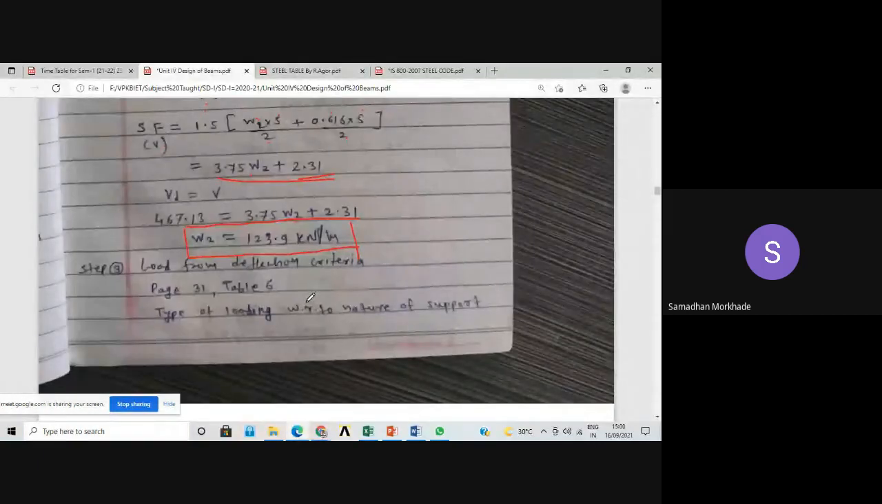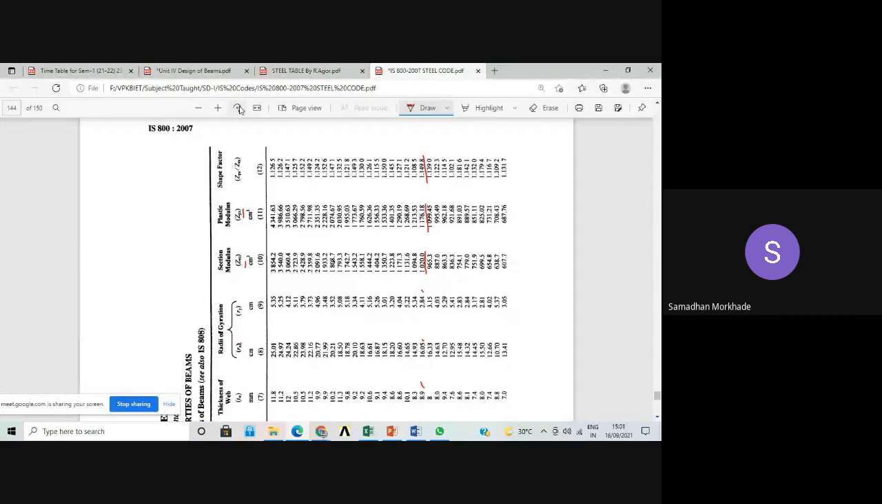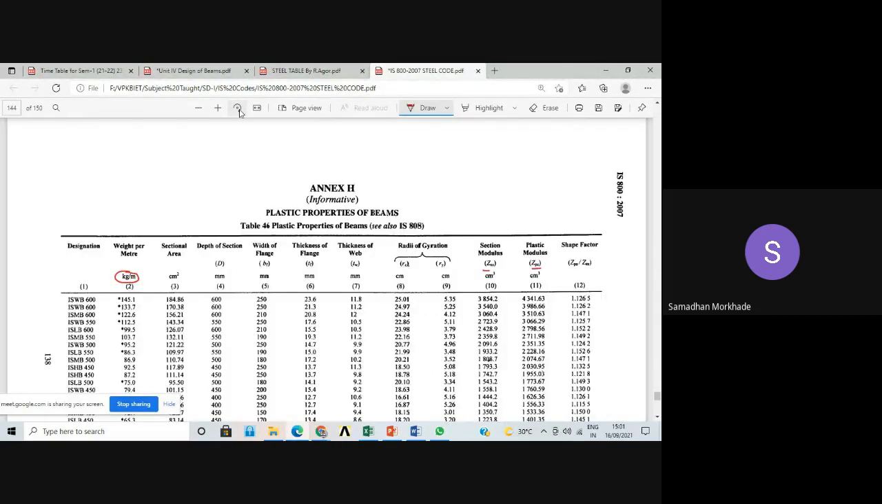Now the third load, the third failure criterion for the design of the beam, is the deflection criteria. We have to calculate the actual deflection and the permissible deflection, and equate the actual deflection to the permissible deflection, and from that condition we will get the third load. Page number 31, table number 6. It is the table of permissible deflection. Just wait, I will show you that table and how to use it.